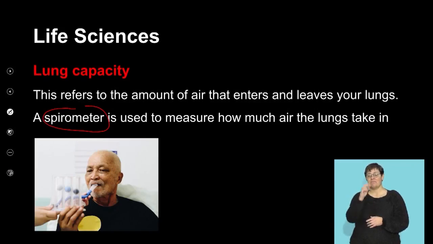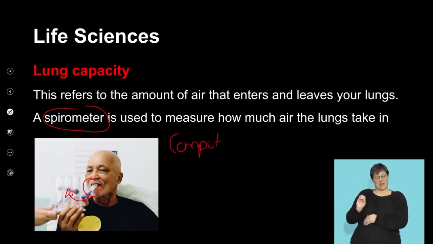All right, so guys, if we look at this spirometer, you will see over here, it's a tube linked to where we can put air in. And what you don't see, it's linked to a bit of a computer screen.